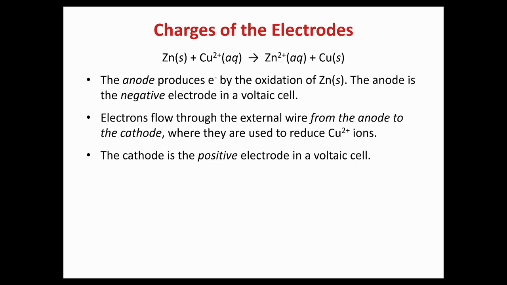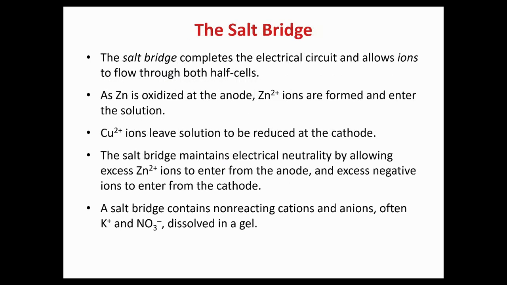Okay, so the anode produced electrons, and so the anode is always negative in a voltaic cell. The electrons flow to the positive side. The positive electrode in a voltaic cell is always the cathode. There's the role of the salt bridge. So I already said that. You can read this more carefully.